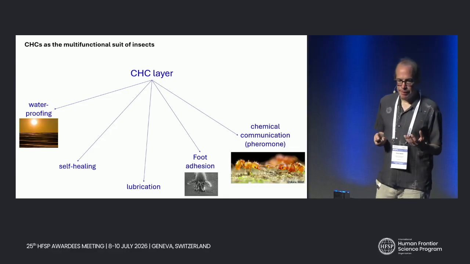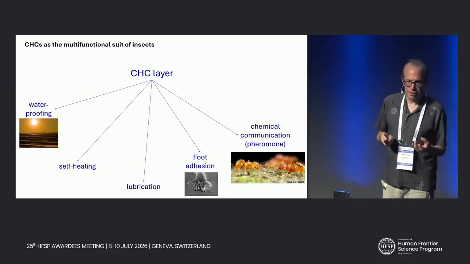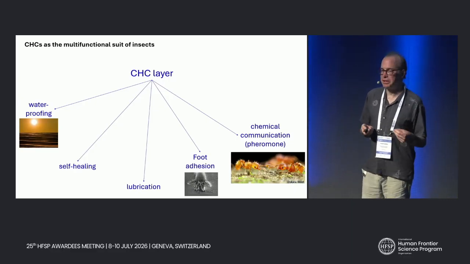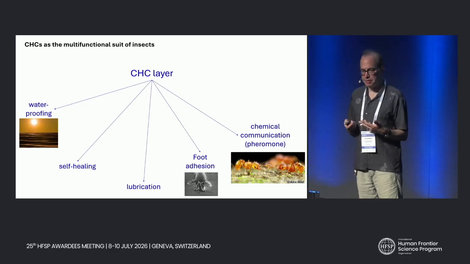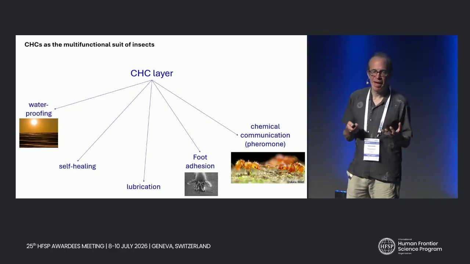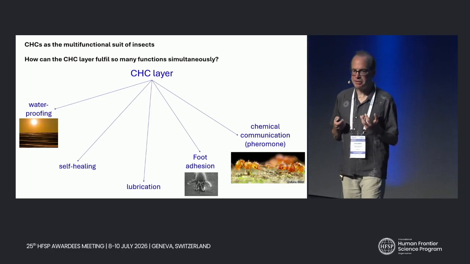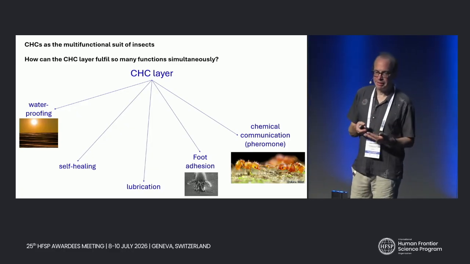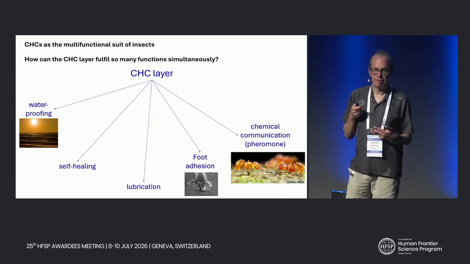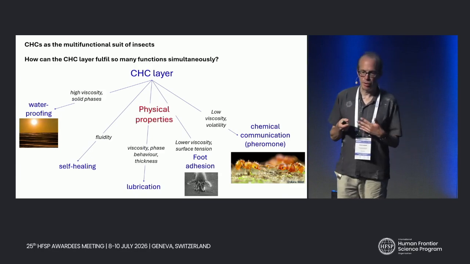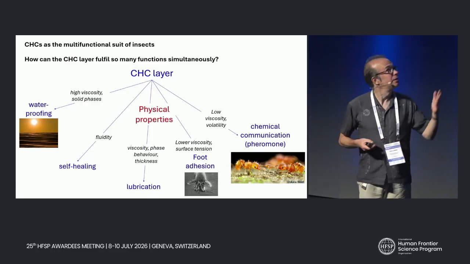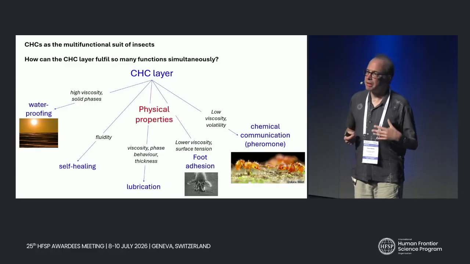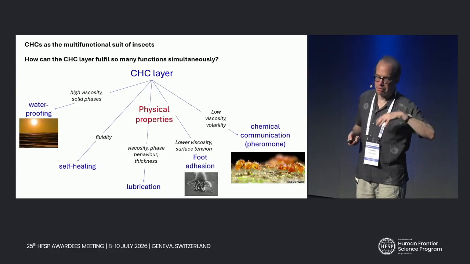The question is, how are these functions determined, and might understanding what the CHC layer needs to do help us understand how this diversity evolved, and actually how can such a layer fulfill so many functions at the same time? And we figured that the physical properties may be key to that. So, for example, what do you need for chemical communication? You need signals that have a low viscosity, that are ideally even volatile, so that they are readily accessible to the other individual.